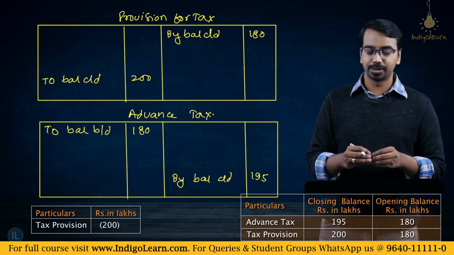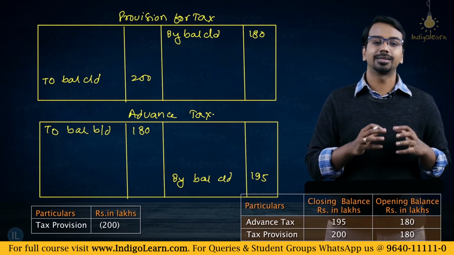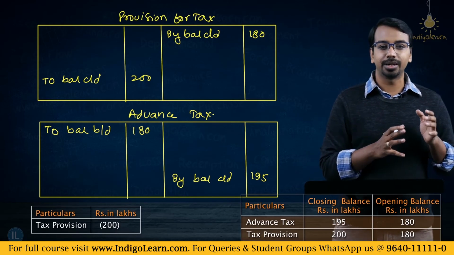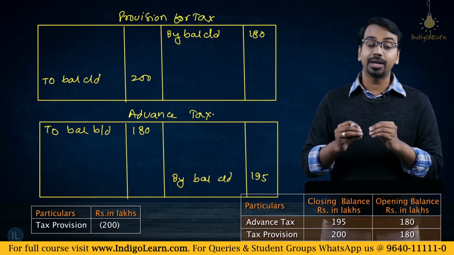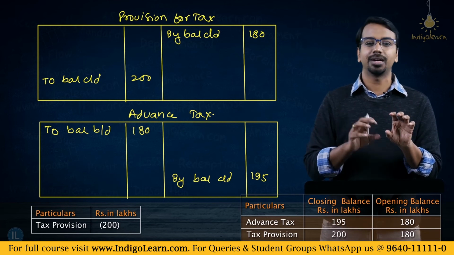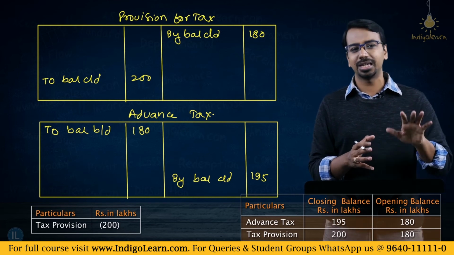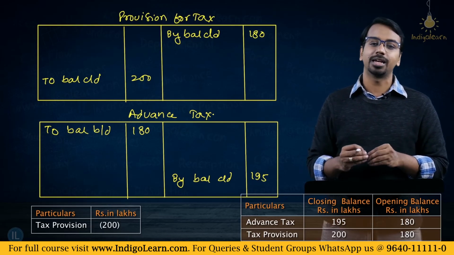Now generally what happens is this provision for tax, whatever we have paid, is knocked off against the advance taxes that we have paid, but this is done when the assessment is completed. What is assessment and all, you'll understand when you do income tax. So whenever an assessment is completed, the provision and the advance tax are set off against each other. Generally, if nothing is mentioned, we can safely assume in the next year we have got the assessment order and these two amounts can be set off.